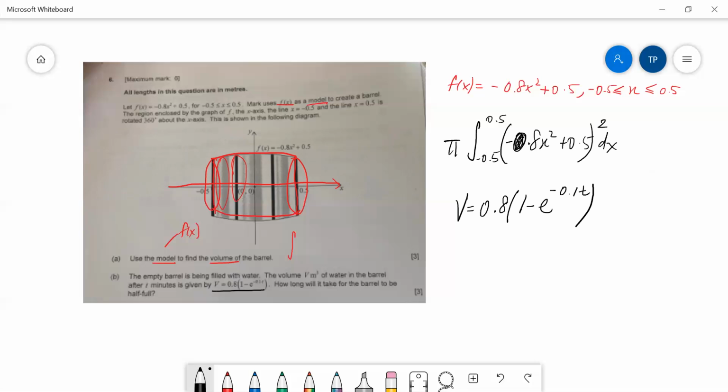It would just be half the volume. Same thing again: why did they ask you to find this? It's for you to know the full volume. Let me put it in the calculator. From here you can times half, you get the half volume, then you can put it here. Once you put it here, you want to solve for t.